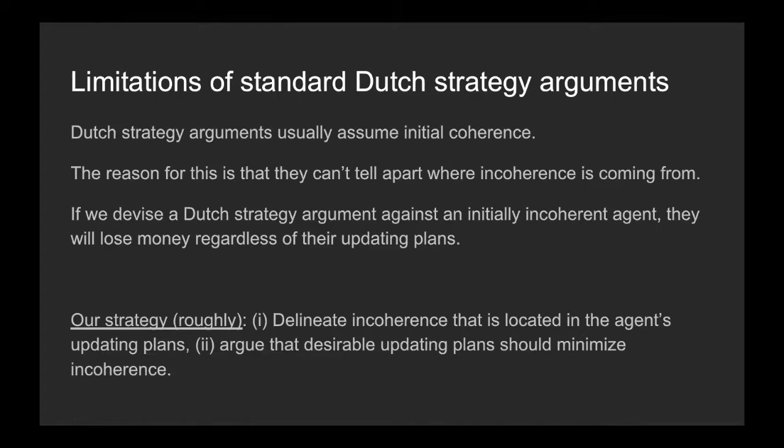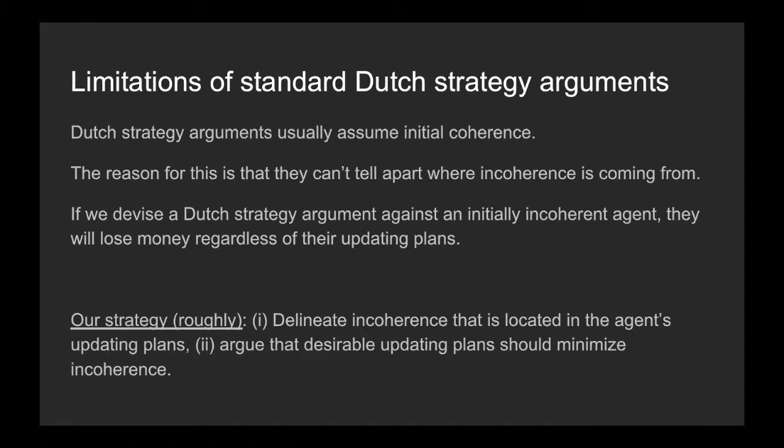Now, why is that? Well, the thing is, in a Dutch strategy, you can't really tell where the incoherence is coming from. So if you make a Dutch strategy argument against an agent who already starts with incoherent credences, then it doesn't matter what their updating plans are. They're going to lose money no matter what, because their initial starting credences, regardless of the update, already generate a loss. So for initially incoherent agents, you don't get this contrast where some updating plans don't give you a guaranteed loss, but some of them do. The initial incoherence brings in a guaranteed loss to begin with.